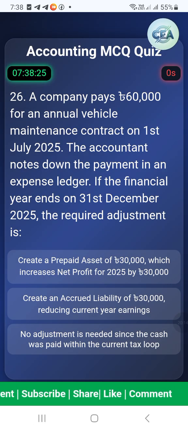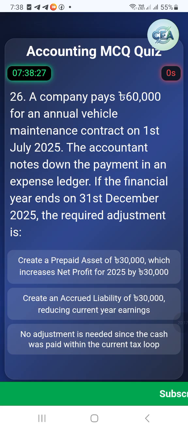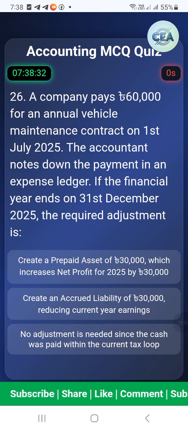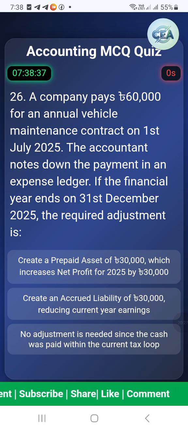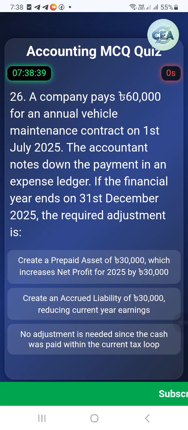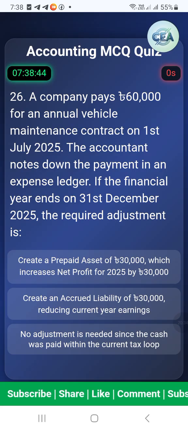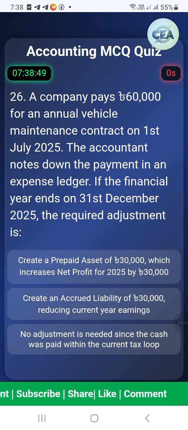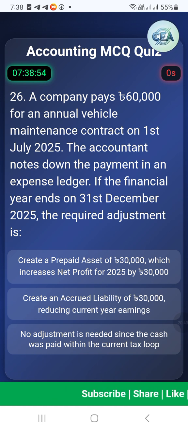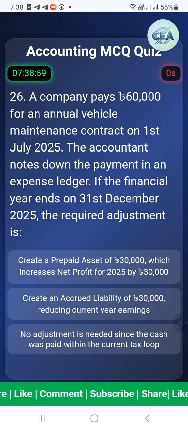26. A company pays 60,000 takas for an annual vehicle maintenance contract on the 1st of July 2025. The accountant notes down the payment in an expense ledger. If the financial year ends on the 31st of December 2025, the required adjustment is: Option 1. Create a prepaid asset of 30,000 takas, which increases net profit for 2025 by 30,000 takas. Option 2. Create an accrued liability of 30,000 takas, reducing current year earnings.